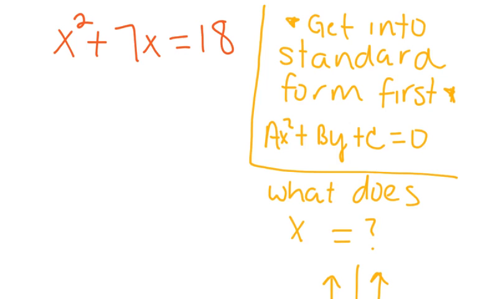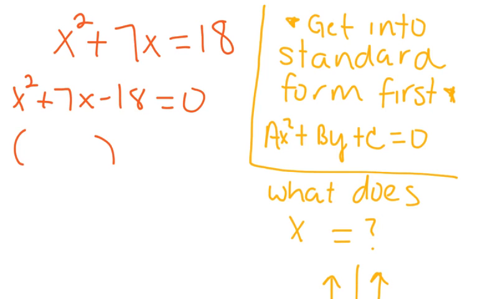So let's take a look here. Here's my quadratic: x squared plus 7x equals 18. The first thing I have to do is get this in standard form. Here's the equation for standard form: ax squared plus bx plus c equals 0. So all we have to do is move this 18 to the other side, and then we can begin. x squared plus 7x minus 18 equals 0. And now we can factor.